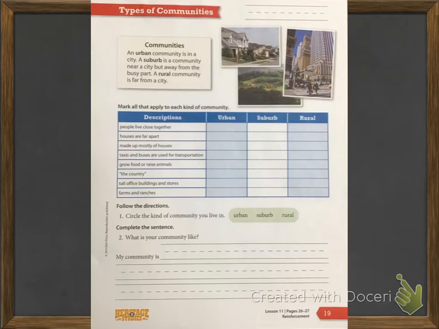All right, look on page 27. So, a rural community is far from a city. We sometimes call a rural community the country. Houses are far apart, and many houses have large open areas of land or forest around them. Often people in rural communities are farmers and ranchers. They work on their own land. They grow foods like corn, wheat, beans, or they raise animals. Towns in rural areas are much smaller than cities.